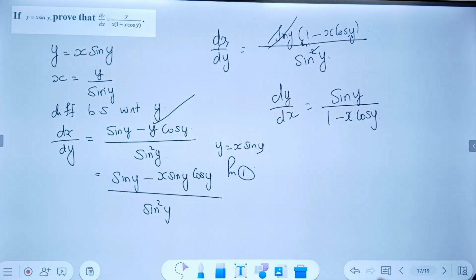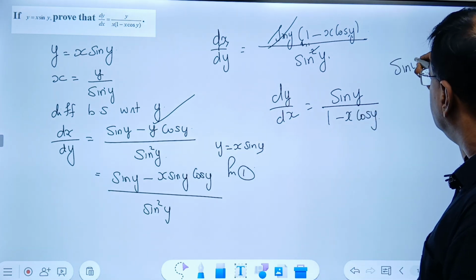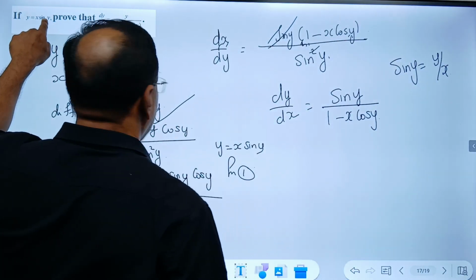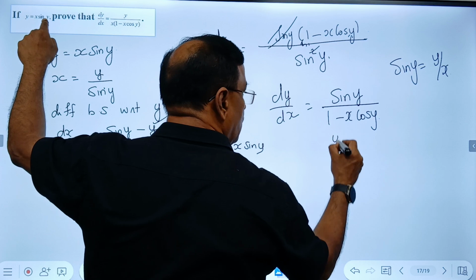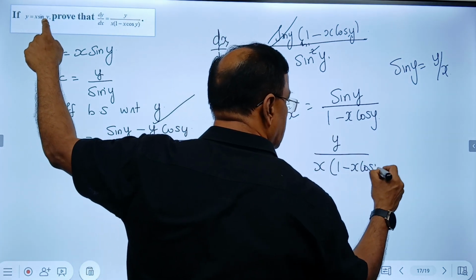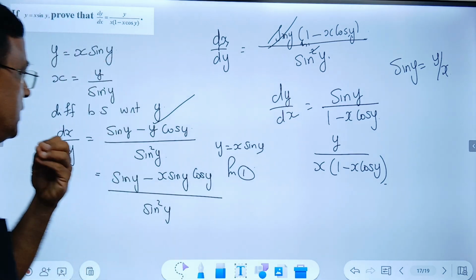But what is sine y? From 1, sine y is y by x. Can you see it? Sine y is y by x. In place of sine y, I put y by x into 1 minus x cos y. I got the answer. Very simple.